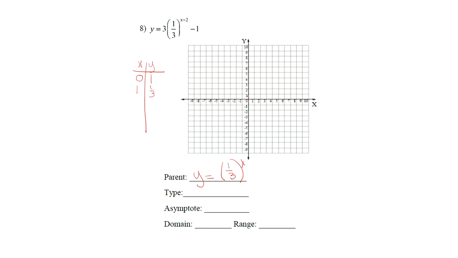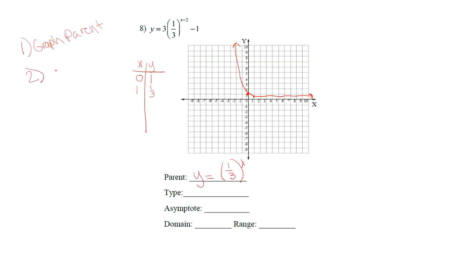So 0, 1, and 1, 1/3. So it's going to be something like this, and it looks like it's going to go down and swoop, just like that. Okay? Now, I need to do some transformation. So, always graph the parent.